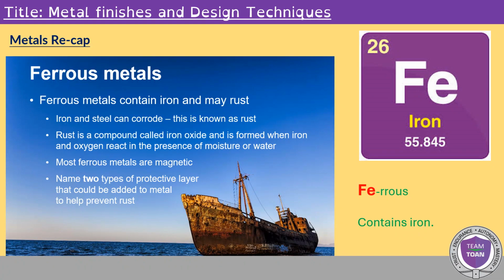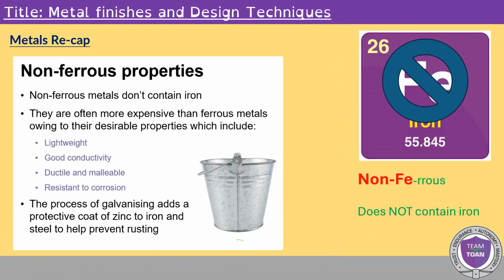So you can see here on the right hand side where the chemical symbol for iron is Fe. That's where the word ferrous comes from. So if you see ferrous metal, that means that it contains iron. However, non-ferrous, which is non-Fe, no iron, non-ferrous metals don't contain iron. They are often more expensive than ferrous metals owing to their desirable properties, which include that they are lightweight, they have good conductivity, they are ductile, malleable, resistant to corrosion as well.